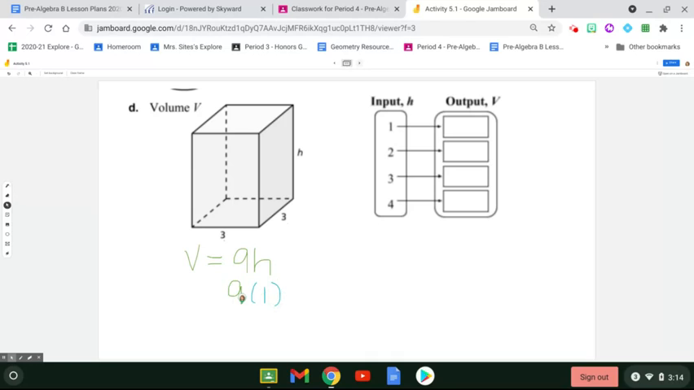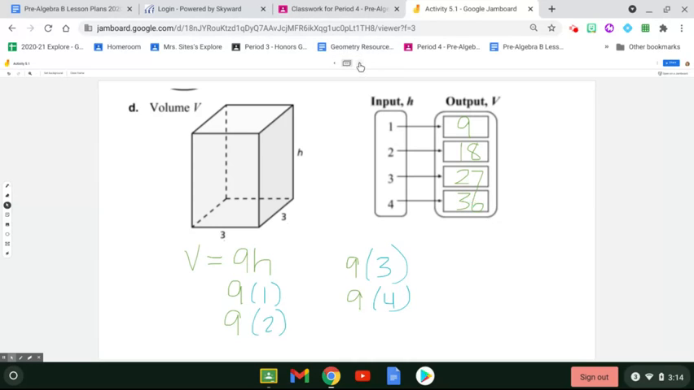So an input of 1 is 9 times 1, which will give me an output of 9 for the volume. Okay, I want an input of 2. So 9 times 2 will give me 18. I want an input of 3. So 9 times 3, 27. And I want an input of 4. So 9 times 4, 36.